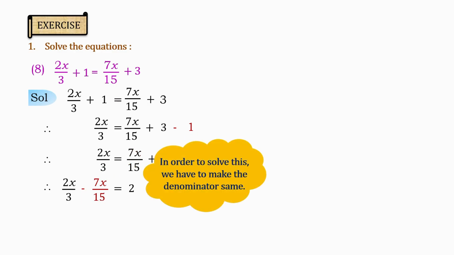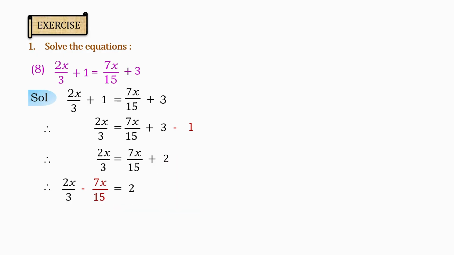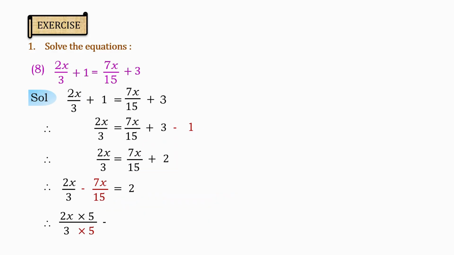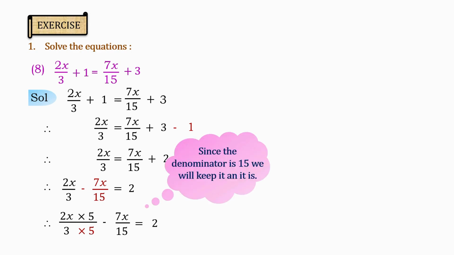Now in order to solve this, we have to make the denominator the same. So we are going to take the LCM of the denominators. So LCM of 3 and 15 is 15. There is a typing mistake over there. So we are going to multiply 5 in both numerator and denominator. So now the denominator is 15, so we will keep it as it is.